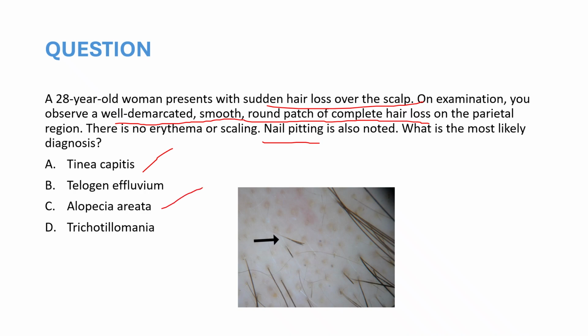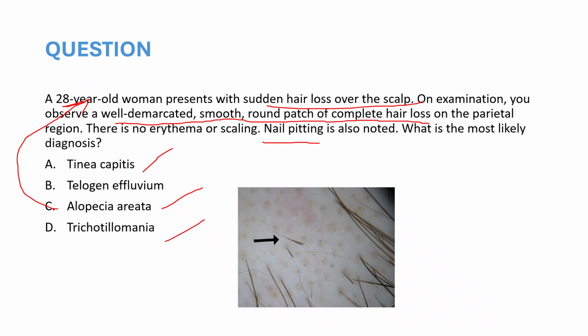What is alopecia areata? Alopecia areata is an autoimmune disorder which involves loss of hair. It's usually a patchy hair loss, along with nail pitting. So here the catch is nail pitting along with the non-scarring alopecia involving one particular patch area. So that is alopecia areata. And it's a 28-year-old woman. Autoimmune disorders you can see mostly in women, right?